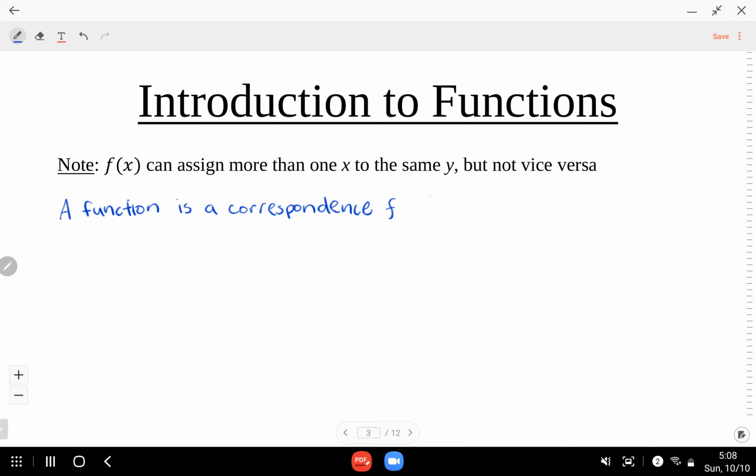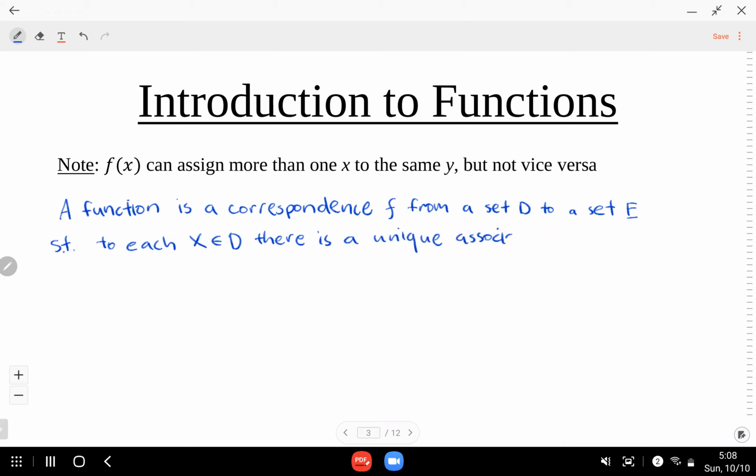A function is a correspondence F from a set D to a set E such that to each X that is part of the set D, there is a unique associated Y in E. A function is a correspondence F from a set D to a set E, such that to each X in the set D there is a unique associated Y in set E.